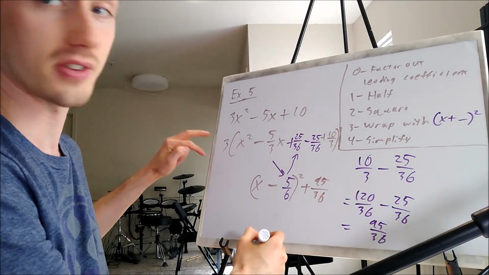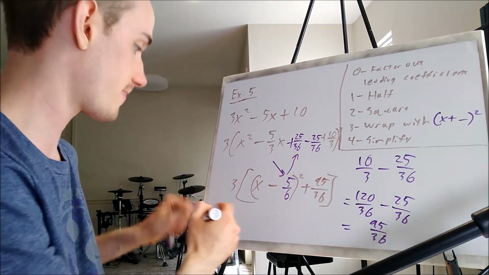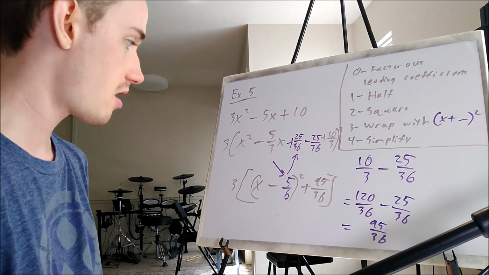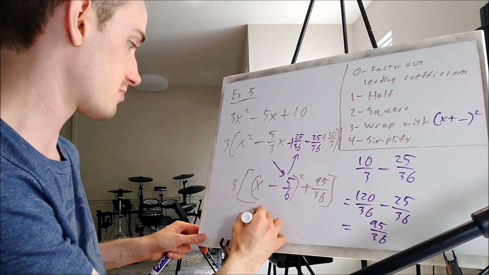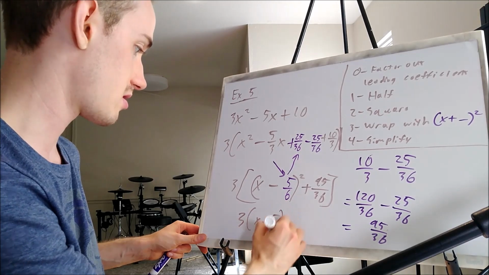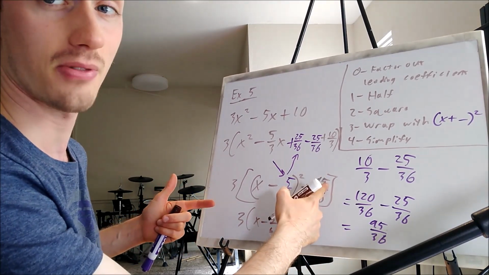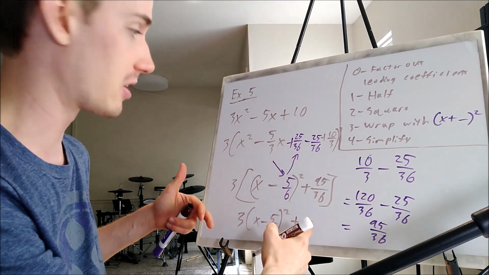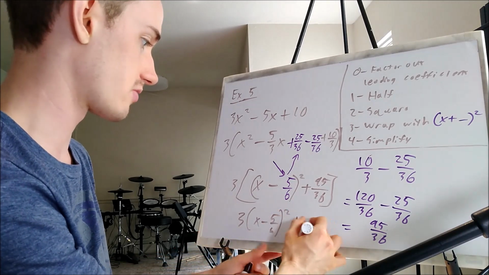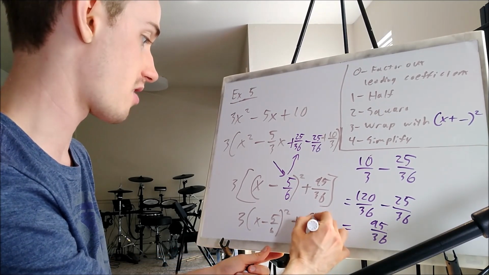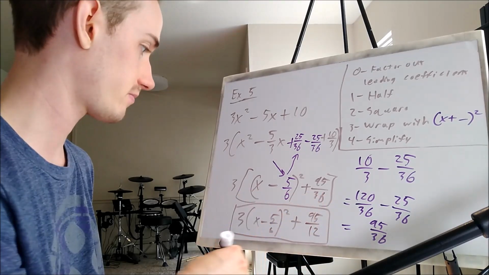And then I can't forget about this 3 on the outside, so I have to wrap this all with a times 3. And then, of course, I'll distribute the times 3 as well. That would be 3 times x minus 5 sixths squared plus, now this 3, you could multiply the 95 by 3, or you can actually divide it into the denominator. Kind of do some cancellation there. So 36 divided by 3 is 12, so that would be 95 over 12. And that would be the answer to that one. So that's it for that one.